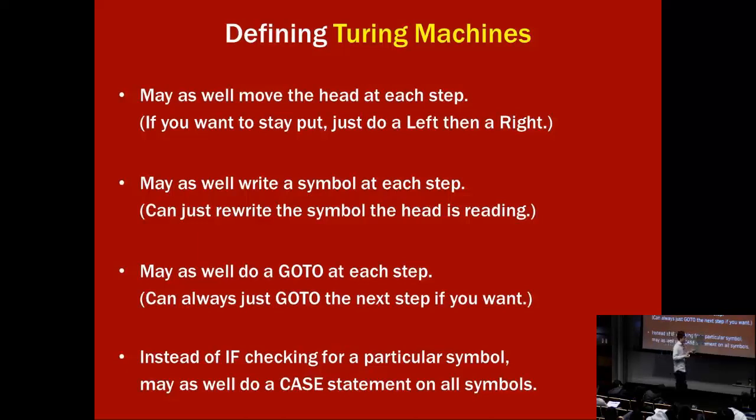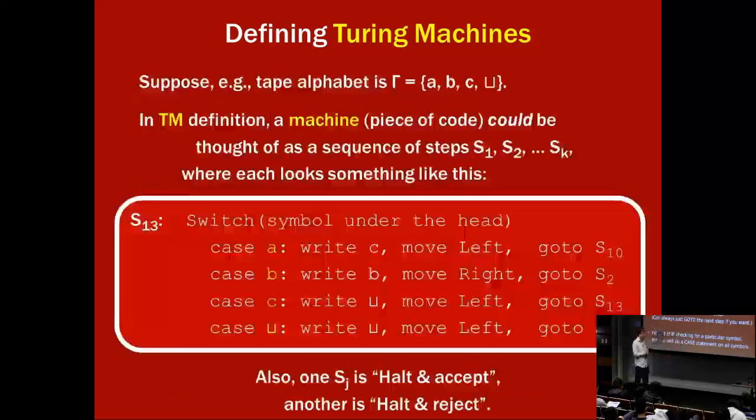And this one actually makes it a little bit more complicated, but really he was again trying to sort of get everything down to one kind of instruction. So he said, instead of having a separate if for each possible symbol that the head could be reading, you could just have a big switch statement or a case statement where you do a different thing depending on all the possible symbols that could be underneath the head.